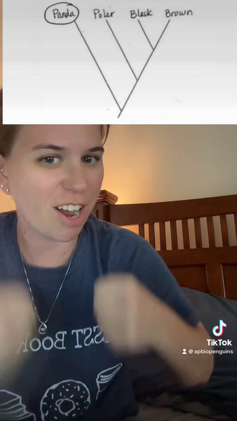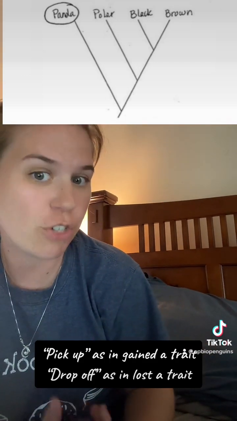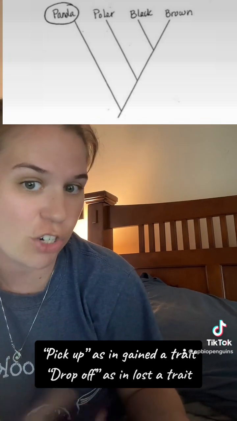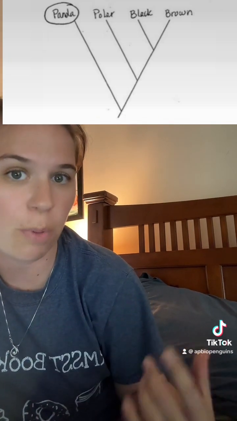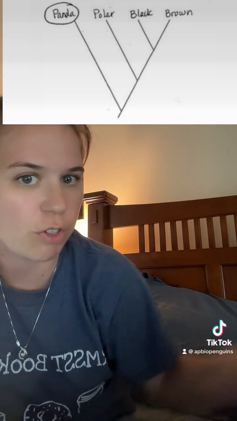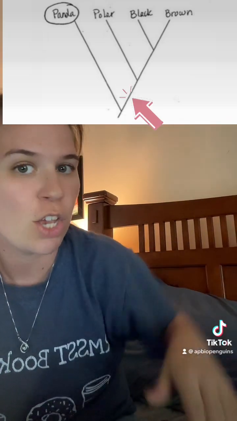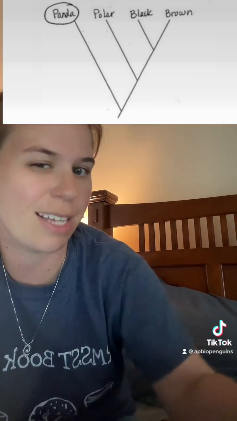I tell my students it's like driving down a road. If you drive past a characteristic, you're going to pick up or drop off that characteristic. So if we were to say that the polar bear, black bear, and brown bear all share some characteristic, you would draw it right here on the line. So it would be after the panda bear has diverged.